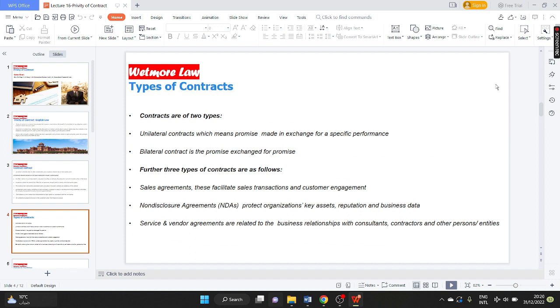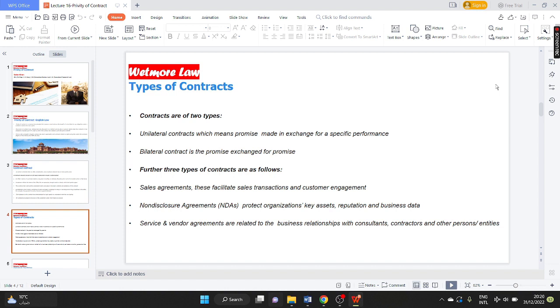Types of contracts. Contracts are of two types. Unilateral contracts, which means a promise made in exchange for a specific performance. Bilateral contracts are a promise exchanged for a promise. There are further three types of contracts, which are as follows.